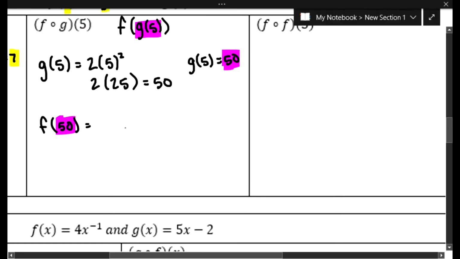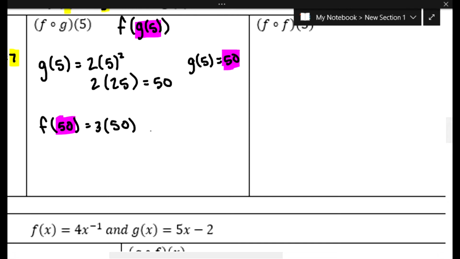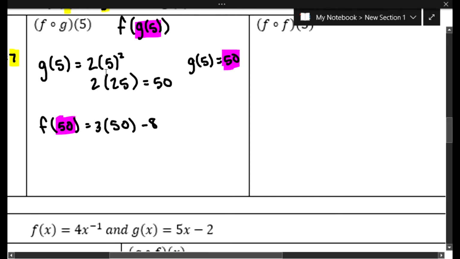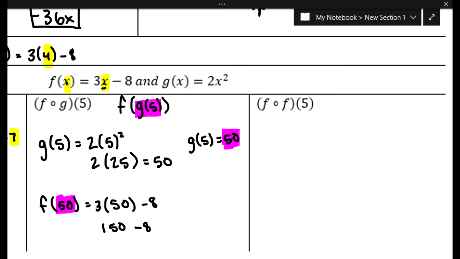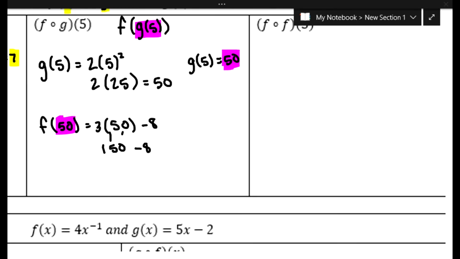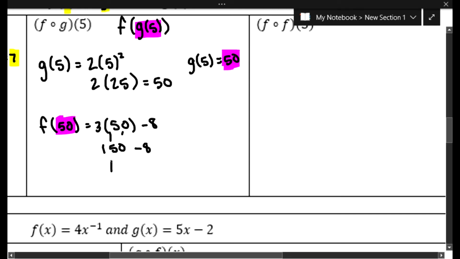So in the f function, that's going to be 3 times 50 minus 8. And I'm using these two functions right here: f of x is 3x minus 8, and g of x is 2x squared. So 3 times 50 is 150. I subtract 8, and I get 142. All right, the last one is a little tricky.